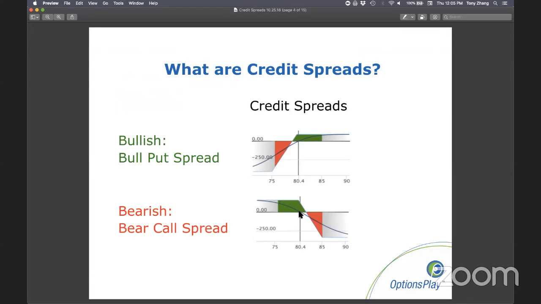So I'm going to start off by talking about what are credit spreads, but before I do that, I just want to do a quick poll here. How many of you utilize credit spreads today? Do you trade credit spreads, or do you only trade other strategies, or are you completely brand new to options trading?